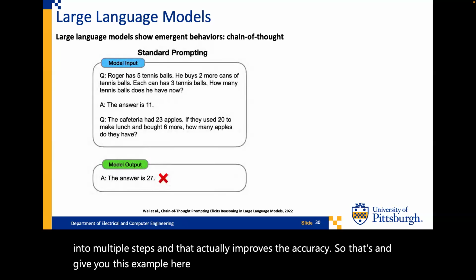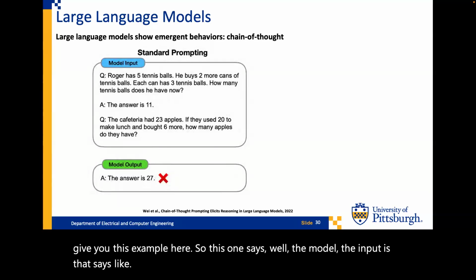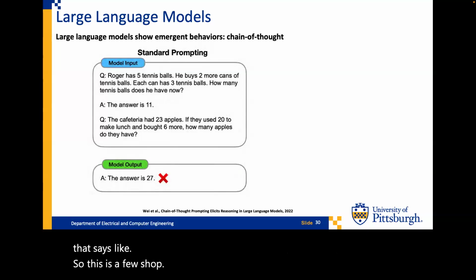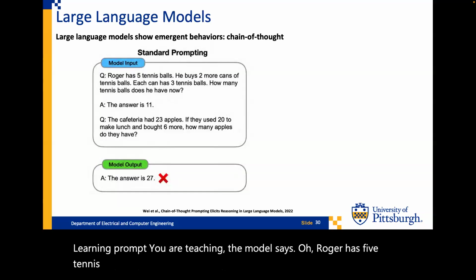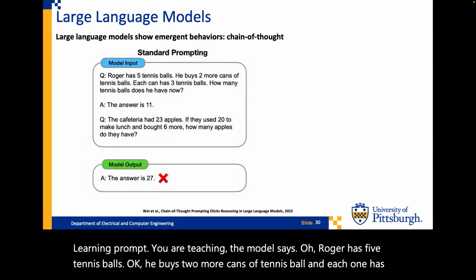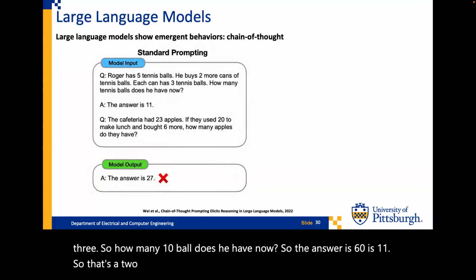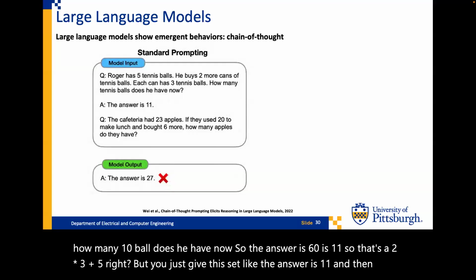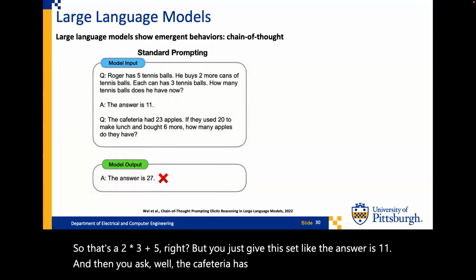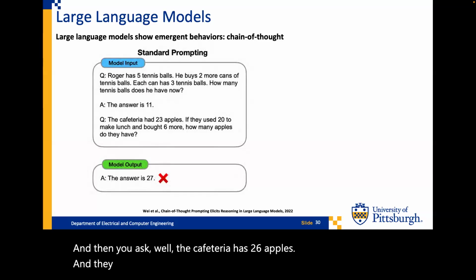So the input here is a few-shot learning prompt. You are teaching the model: Roger has 5 tennis balls. He buys 2 more cans of tennis balls, and each one has 3. How many tennis balls does he have now? The answer is 11. That's 2 times 3 plus 5, right? But you just give the answer as 11. And then you ask, the cafeteria has 26 apples. They use 20. Buy 6 more. How many apples do they have? And the model gives you the wrong answer, which is 27.